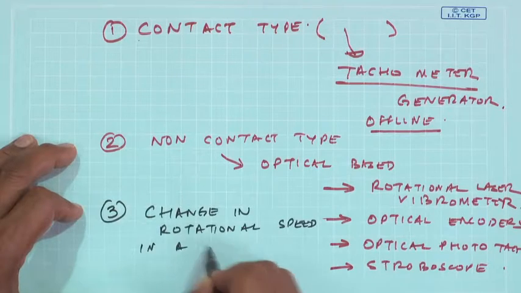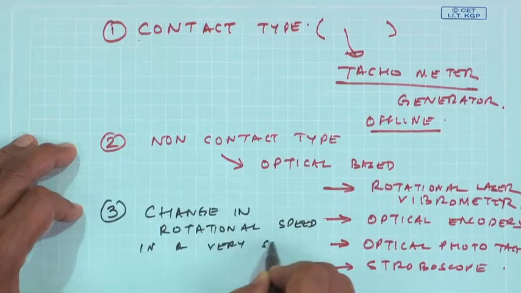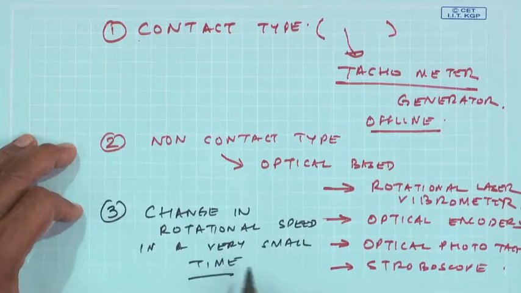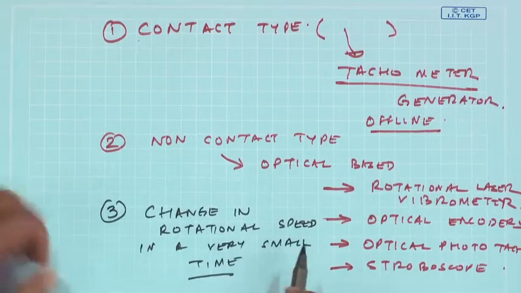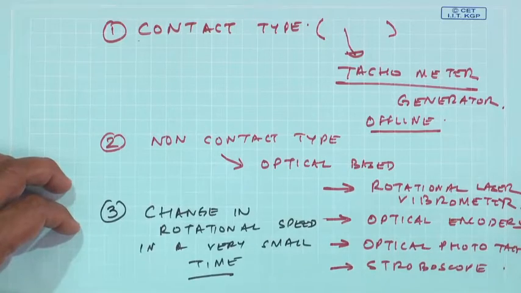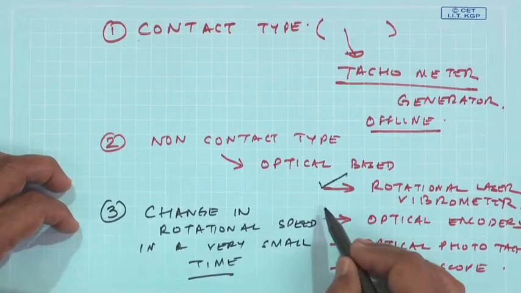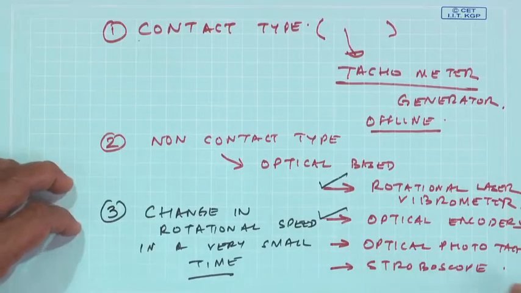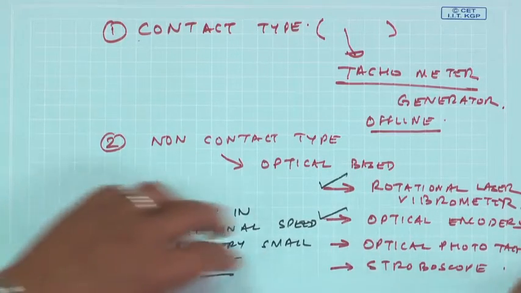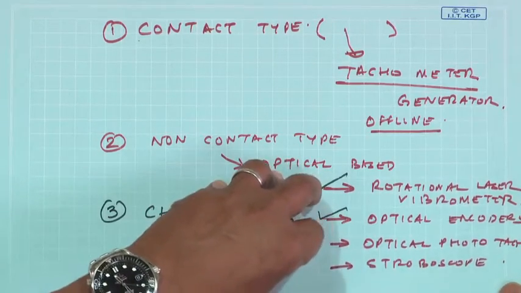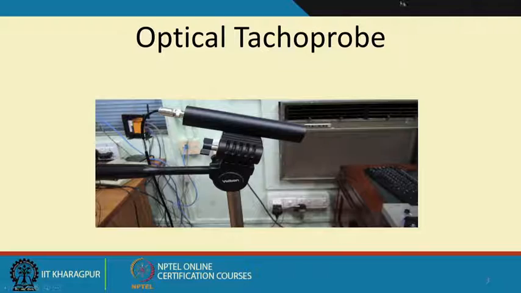In a very small time, what is known as the fluctuation in the rotational speed, I can use a rotational laser vibrometer, I can use optical encoders, and these sometimes could be used to find out the mean speeds using a non-contacting type. So, this is a view of an optical tacho probe or a photo tach.